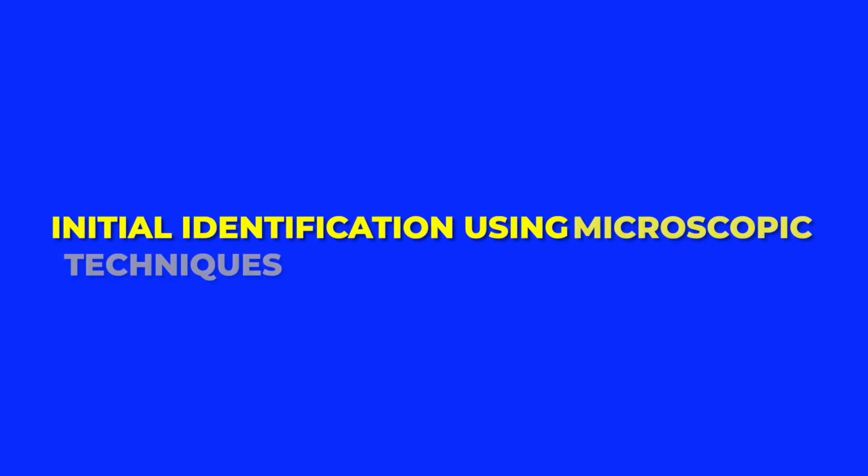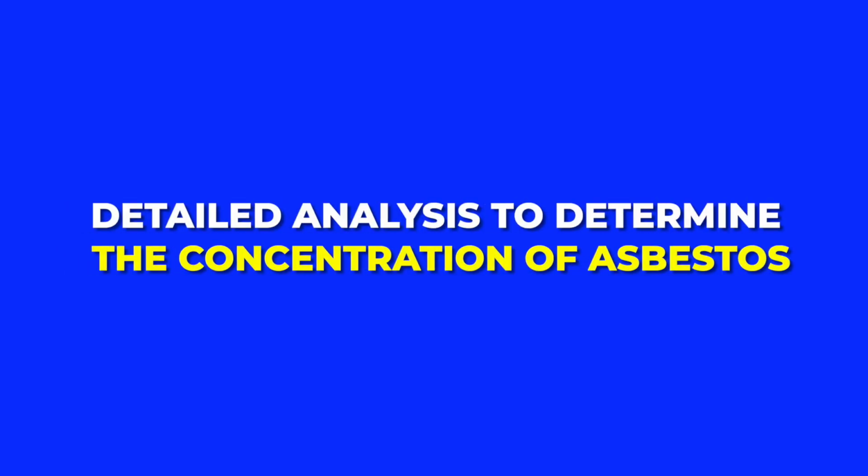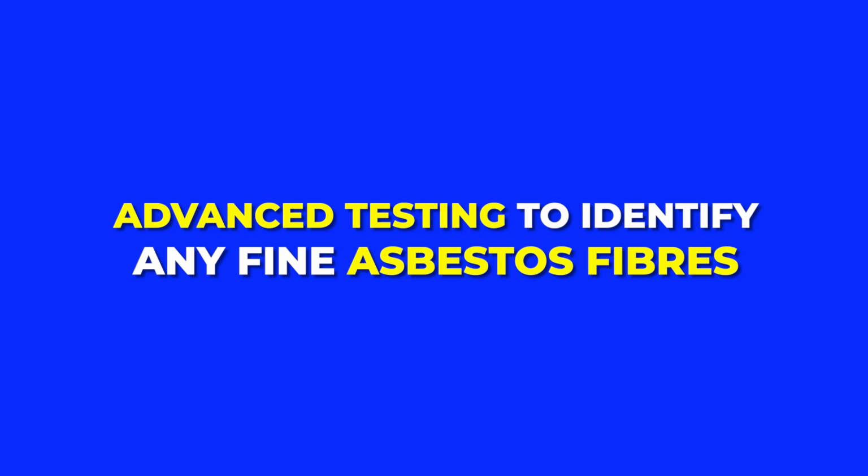The lab testing follows a three-stage process. Number 1, initial identification using microscopic techniques to spot visible asbestos. 2, detailed analysis to determine the concentration of asbestos in the sample. And 3, advanced testing to identify any fine asbestos fibres that could become airborne and pose a health risk.